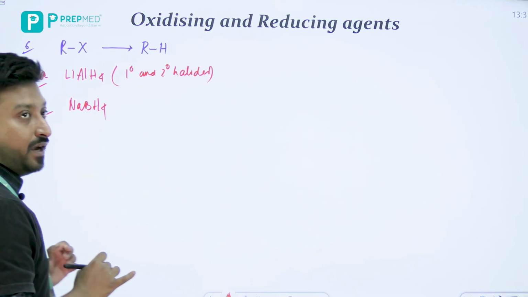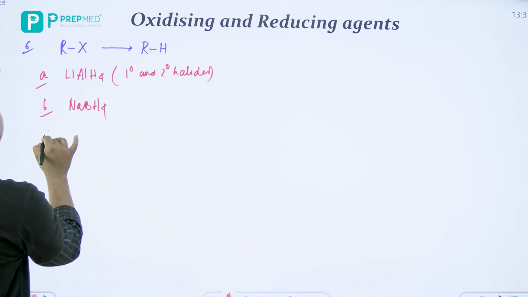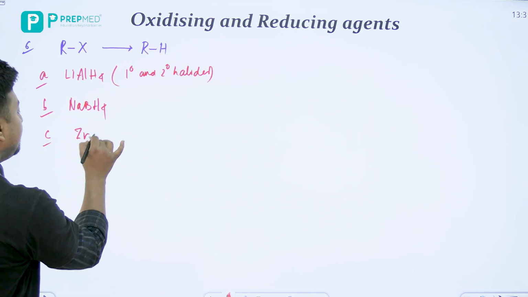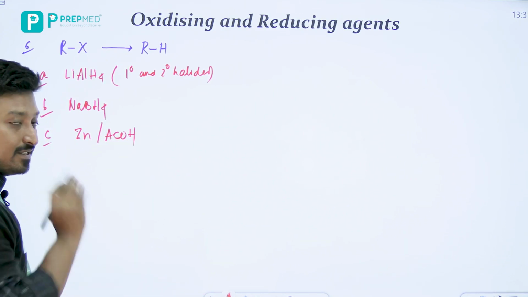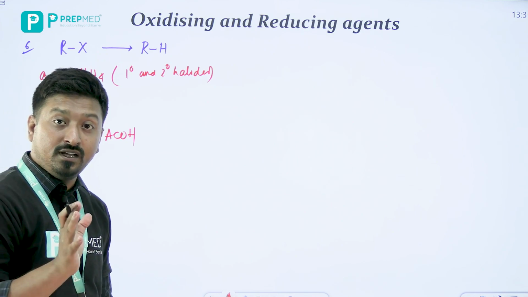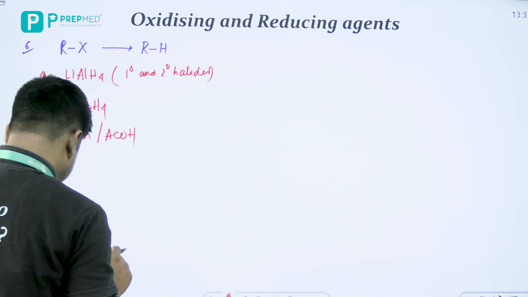Okay, sodium borohydride we can safely use. Then there is another reagent we can use, that is zinc in presence of acetic acid. Zinc in presence of acetic acid is also one of the reagents we can use. And fine, that's it.